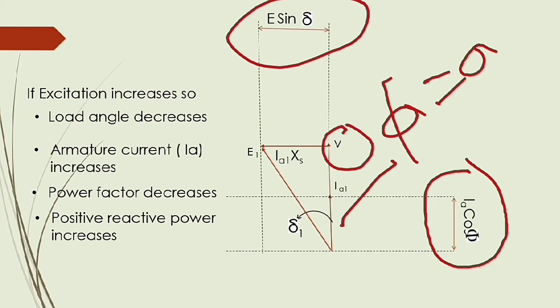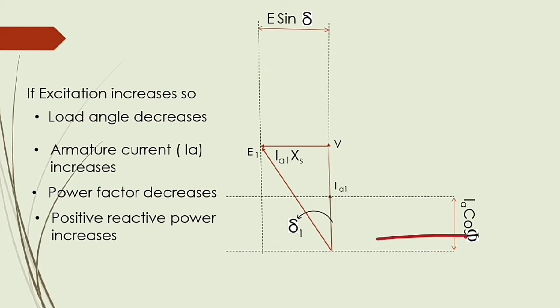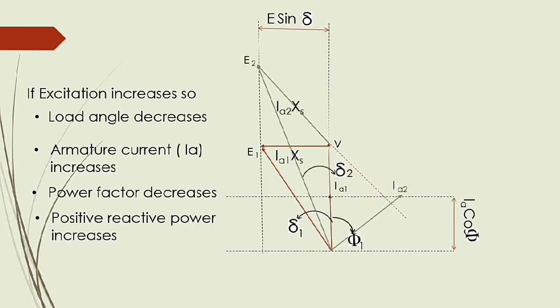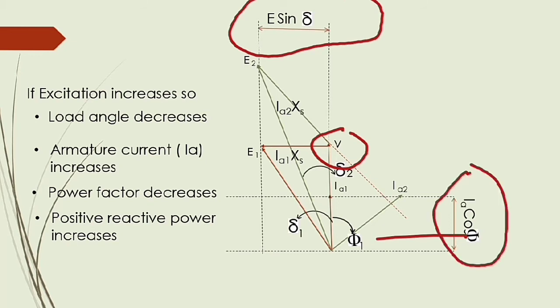Okay, so here you see, we increase excitation, and the terminal voltage stays constant. Yes, it is constant. The value of terminal voltage does not increase here. And the second one is E sin del constant, yes, E sin del constant. Third one is Ia cos phi constant, yes, cos phi constant actually. So the active power should be constant in this condition.